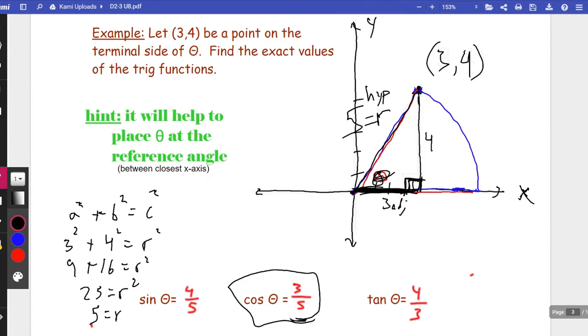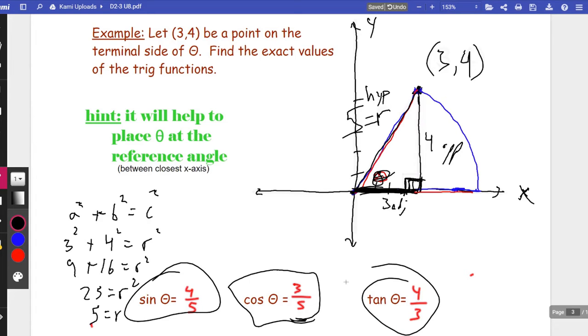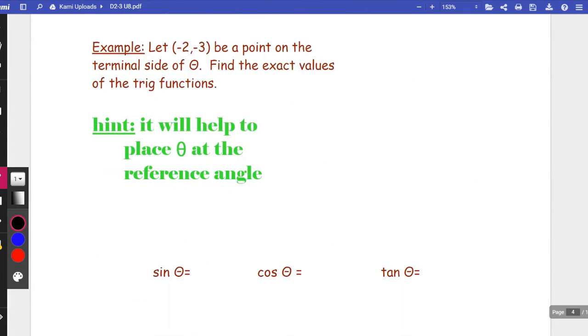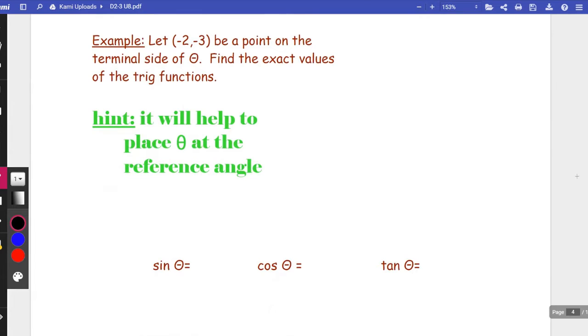So sine, you could do it's opposite over hypotenuse, 4/5, and tangent, opposite over adjacent, 4/3. Okay. There's a couple more examples. Now would be an appropriate time to pause it and try this on your own. I'll grant it, this one's probably a little bit more difficult just because we got some negatives.